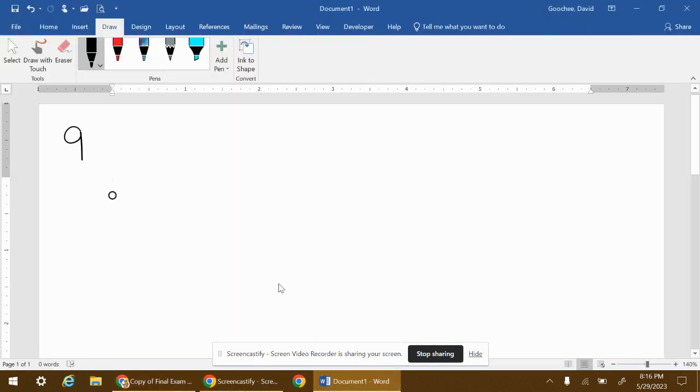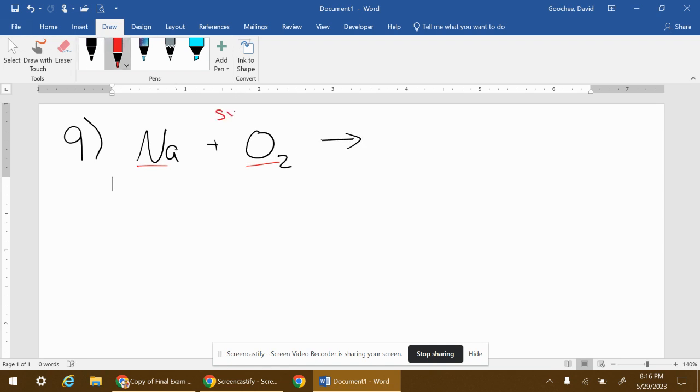Okay, so problem number 9. We need to figure out what happens when you combine sodium and oxygen. Now, first of all, I can tell that because these are two single elements combining together, this is going to be a synthesis reaction in which two elements come together to form one compound. So we got a compound here made from sodium and oxygen.